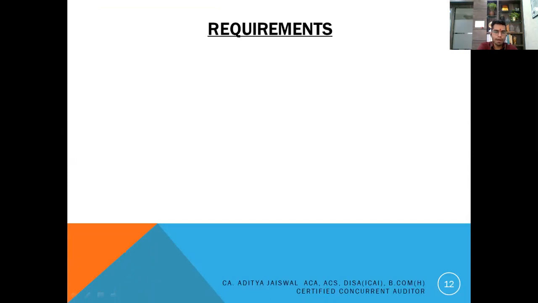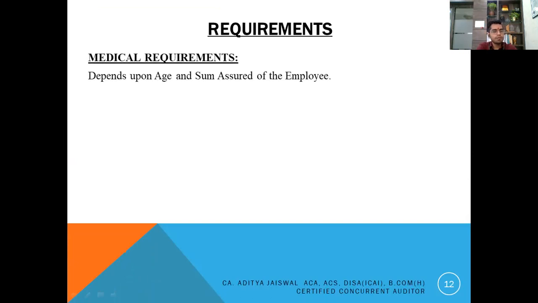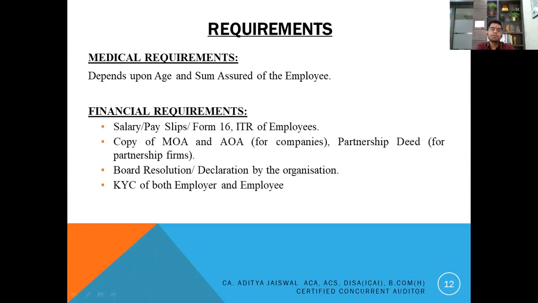Moving on to the requirements. Medical requirements depend upon the age and sum assured of the employee. Financial requirements, the following documents are required: salary slips, pay slips, Form 16, income tax return of employees, copy of MOA and AOA for companies, partnership deed for partnership firms, any other registration certificate for any other kind of proprietorship firms, board resolution, declaration by the organization, KYC of both employer and employee. These are some of the most common documents. The other documents may vary from company to company.